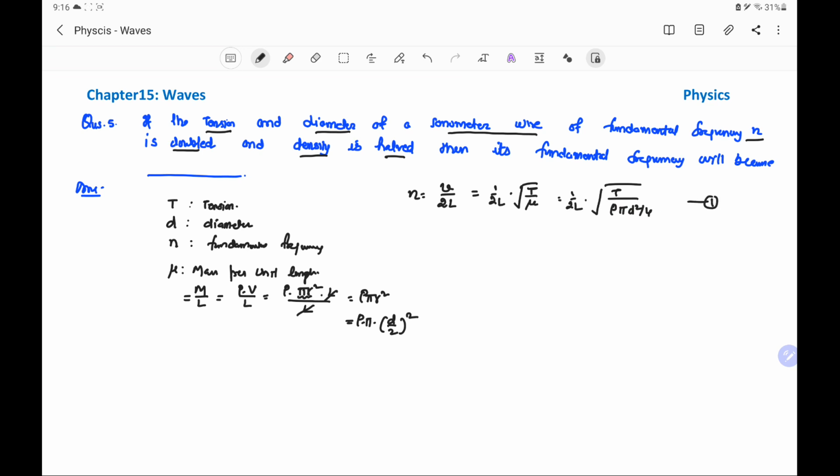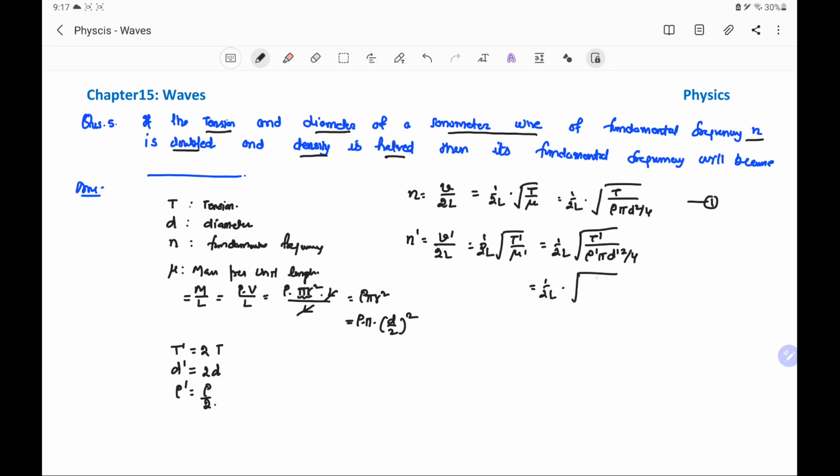Now there are the changes: tension becomes double of the initial tension, diameter also becomes double, 2d, and density rho dash becomes half of the initial. Now the fundamental frequency will be n dash, equal to v dash, the velocity of the wave in the stretched wire in the new case, divided by 2L. So it is equal to 1 by 2L root T dash by mu dash, or 1 by 2L root T dash by (rho dash pi d dash square by 4). Substituting the values, we will have 1 by 2L root of (2T by (rho by 2 into pi into (2d) square by 4)). This is equation number 2.